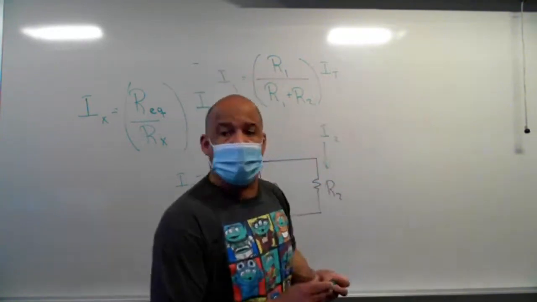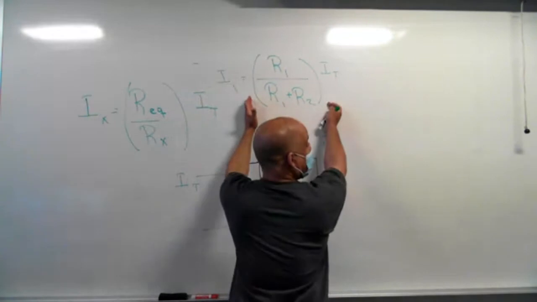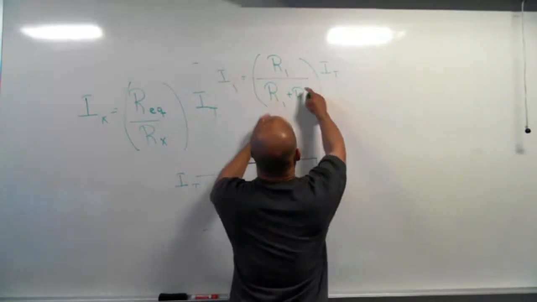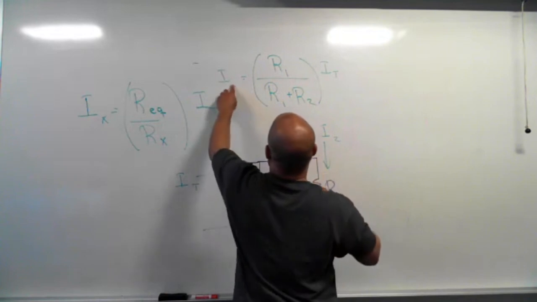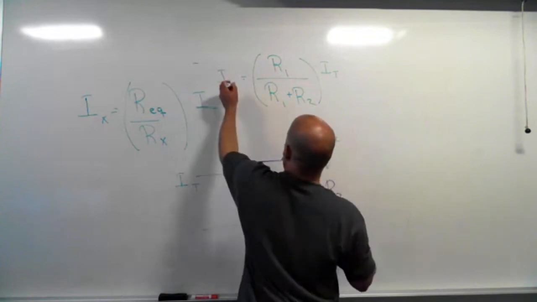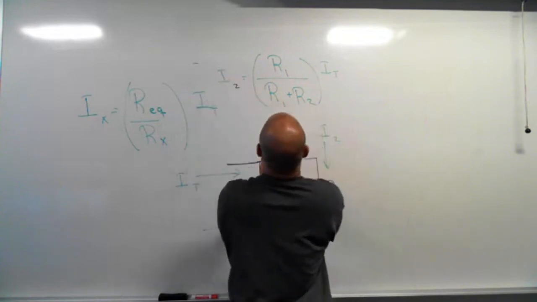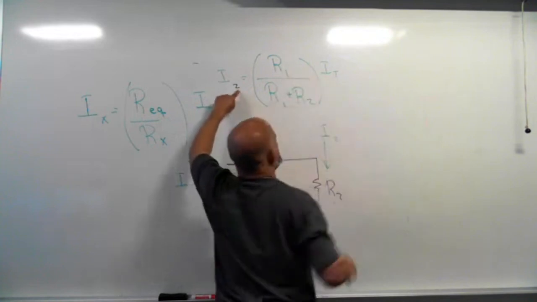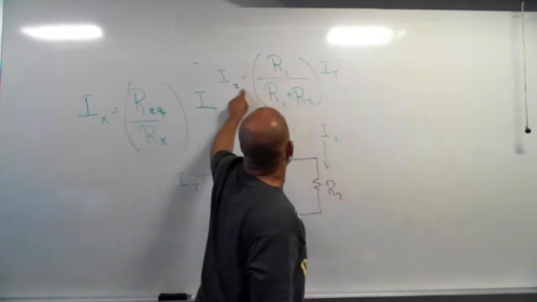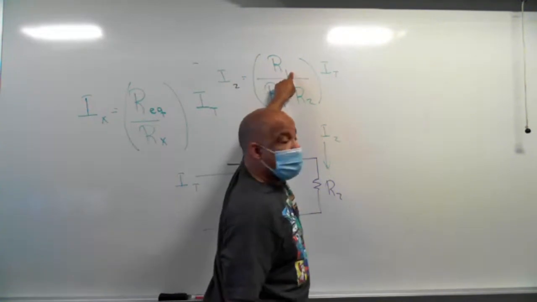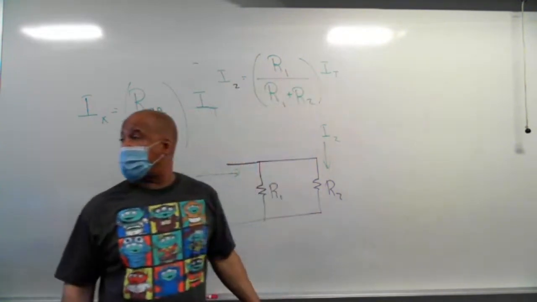So the easy way to remember this is, whatever subscript is here, the opposite subscript should be here. I didn't do that right. This should be I2. So if I'm looking for I1, then this will be R2. Does that make sense, everybody?